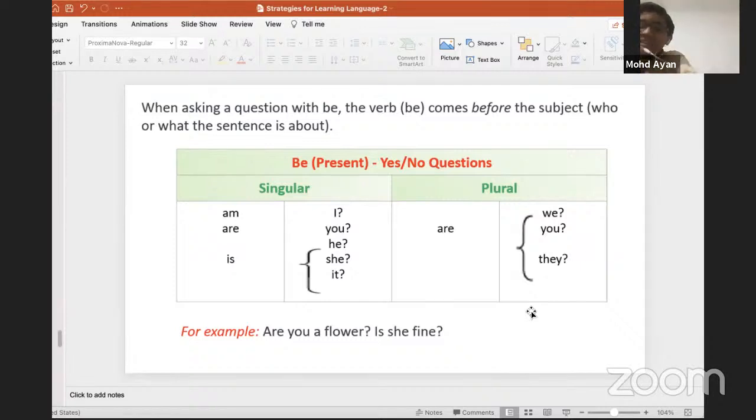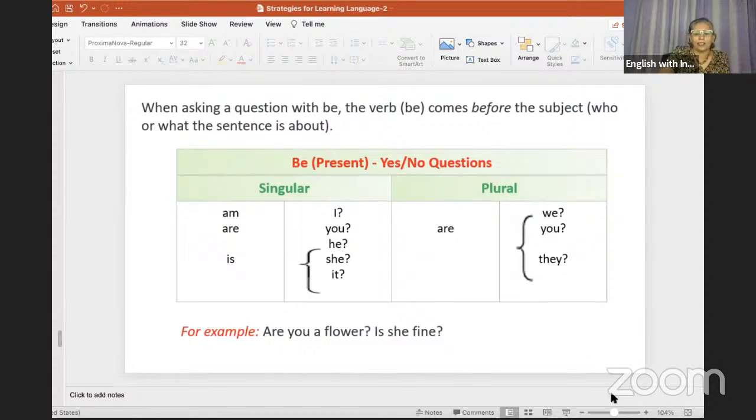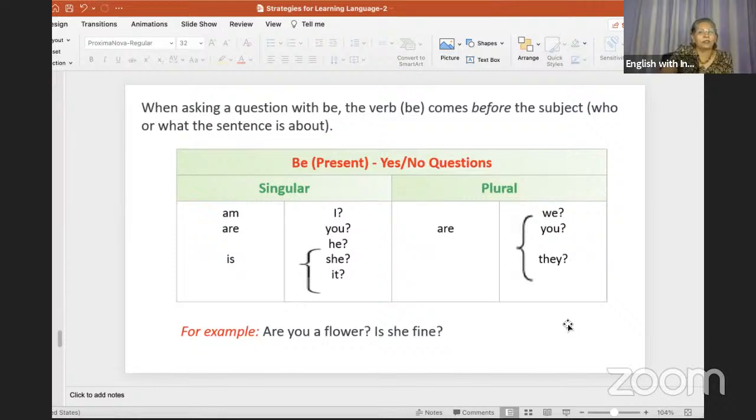Are you my friend? Yes, excellent. Are they our distant relatives? Are they your distant relatives? Yes, excellent. Come on, keep trying. Think about it. Is she going to appear in the civil services exams? Okay. Yes. Good.